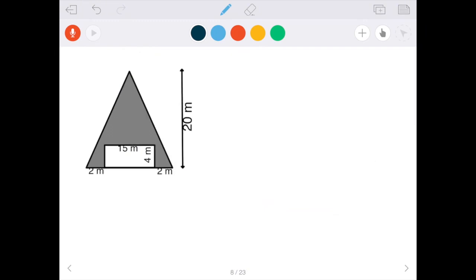We have another shaded area problem. Go ahead and take a minute and try this one. Pause the video.